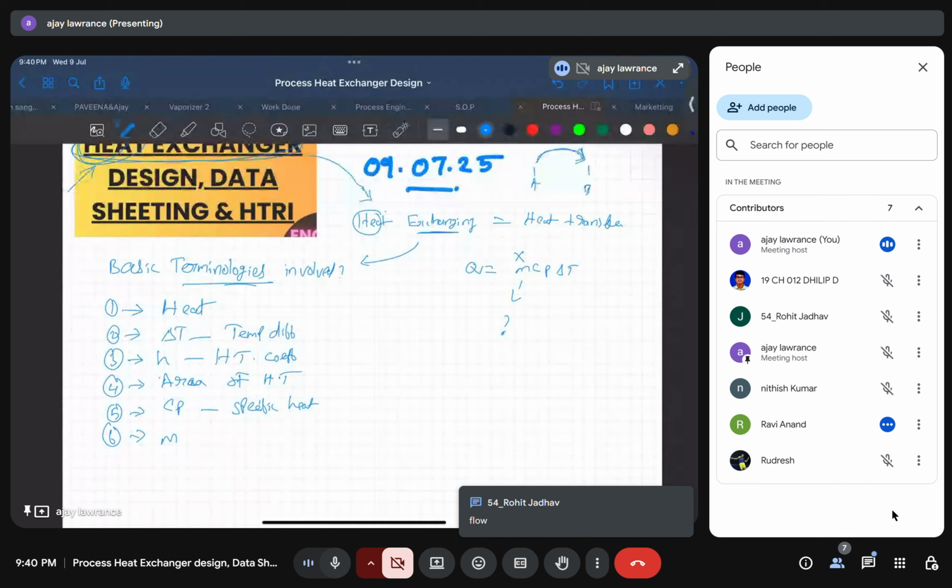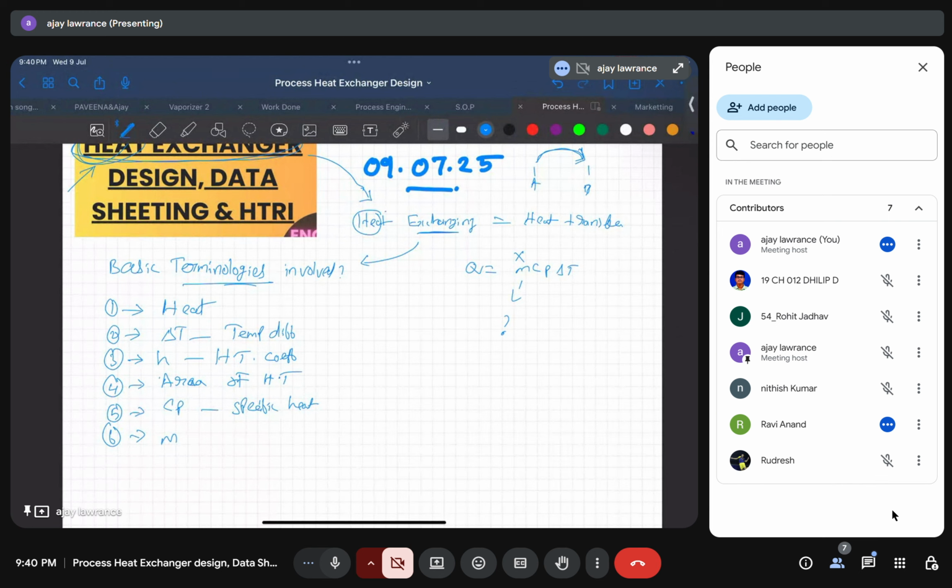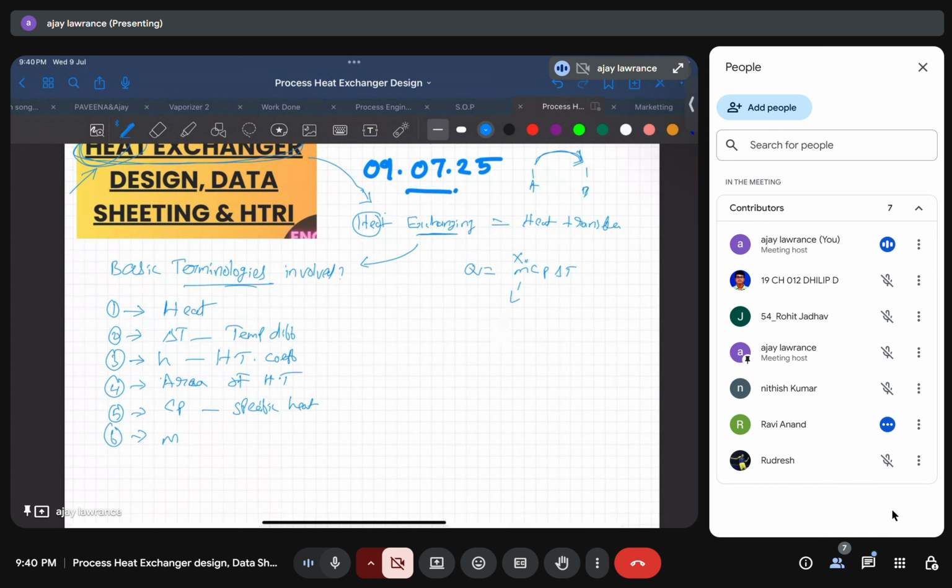Flow, Rohit said flow. Fine. So what flow actually? Yes, Rudresh. Mass flow rate. Yes, mass flow rate. It is not mass, it is mass flow rate. So you should not always write M; you should always have a dot here. So this is mass flow rate. These are the things we will consider.